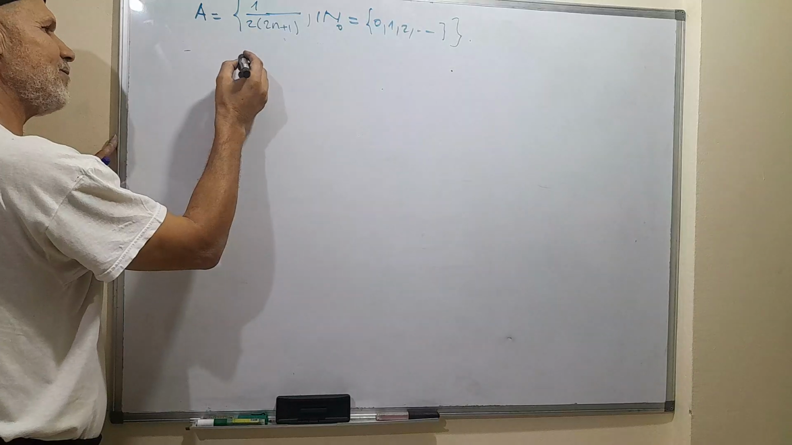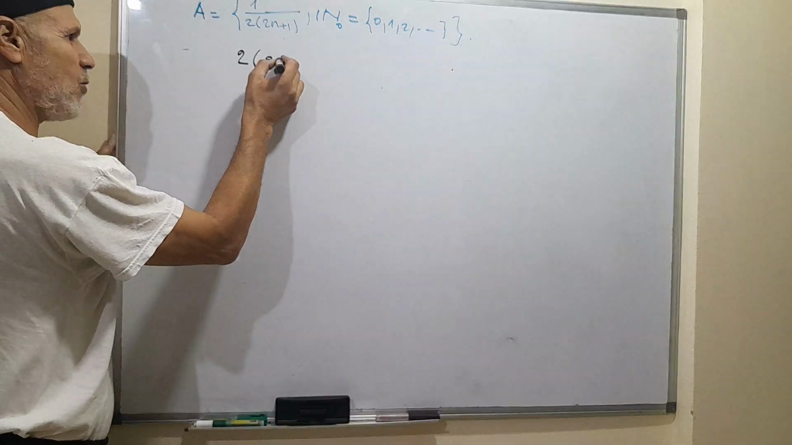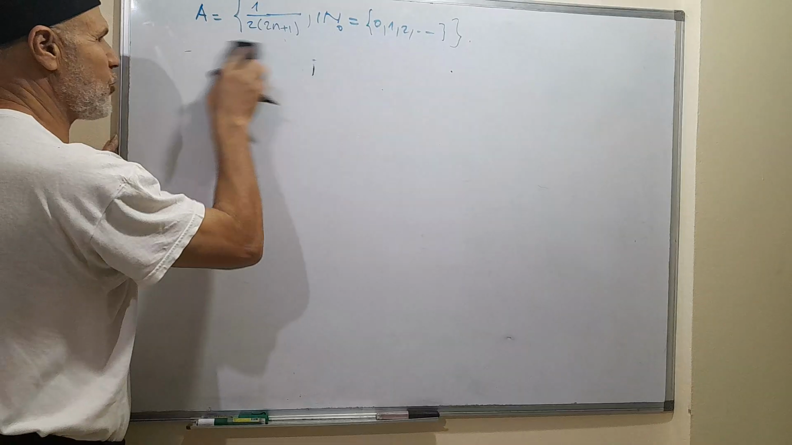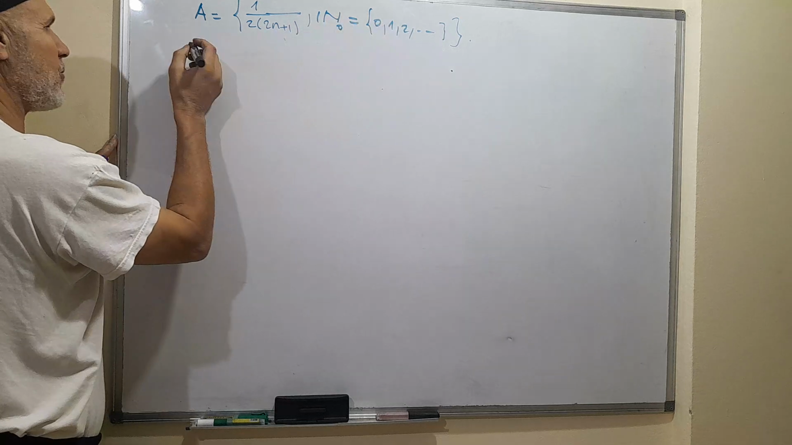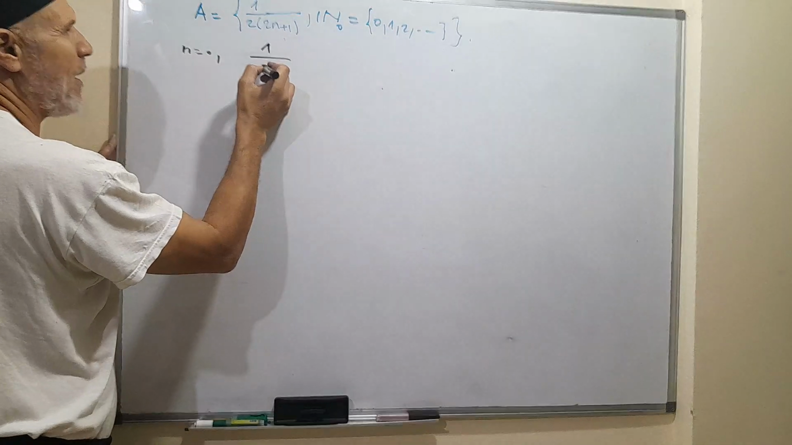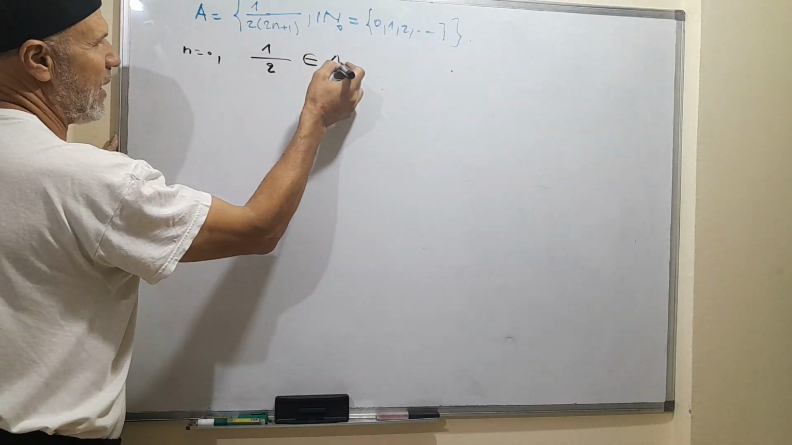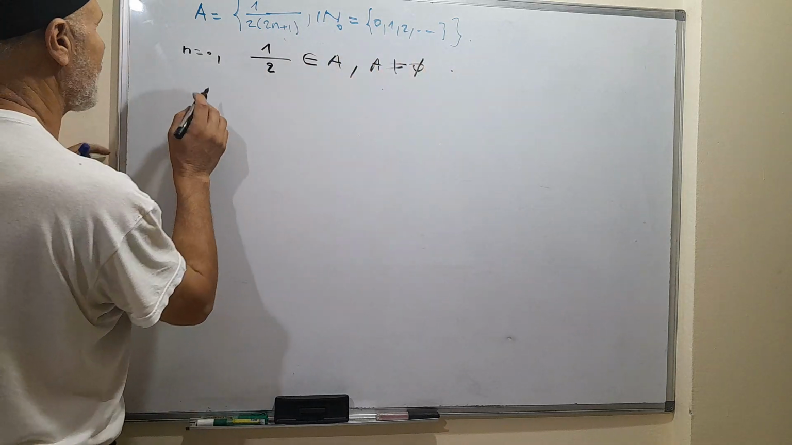We have 2 times 2n plus 1. First, I should verify that this is not empty. For n equal to 0, we have 1 over 2, and this belongs to A. So A isn't an empty set. This is first of all.